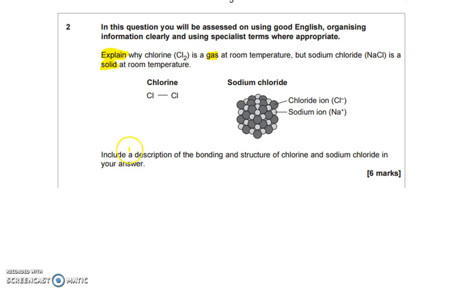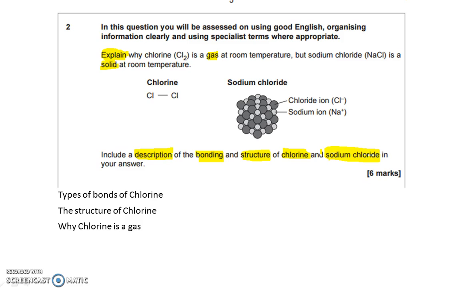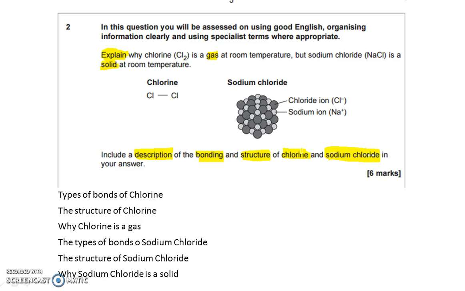We continue further down, include a description. So this is basically saying what it is. Don't need to go in any more detail than that. Of the bonding. So what is the bonding and what is the structure of chlorine and sodium chloride? So in other words, you've got 6 things to do. What are the types of bonds for chlorine? What is the structure of chlorine? Why chlorine is a gas? So make statements about that. The types of bonds for sodium chloride, the structure of sodium chloride, and why sodium chloride is a solid.